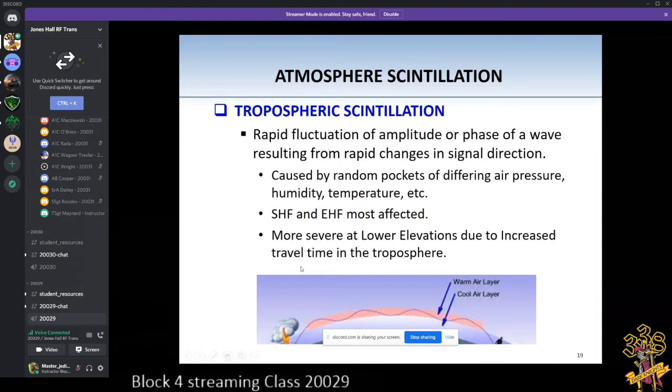And that's because as it enters these different random pockets, some of them will cause the signal to speed up because it's a less dense pocket. It enters an area of higher density, you want to slow it down or bend it. SHF and EHF are most affected by the tropospheric scintillation. Of course, it's going to be worse at lower elevations because you have more time in your troposphere. You also have more moisture and humidity, etc.